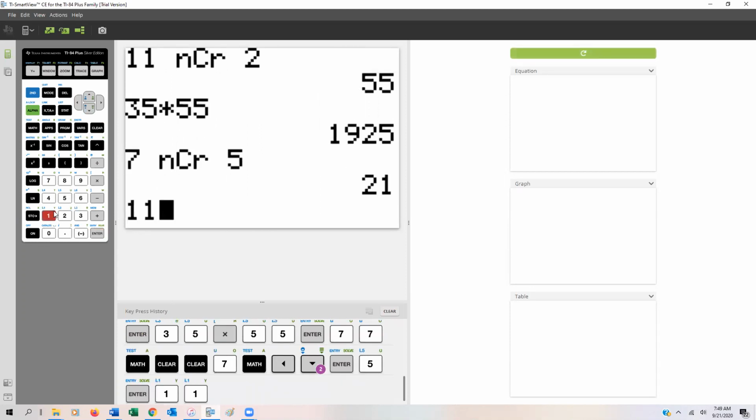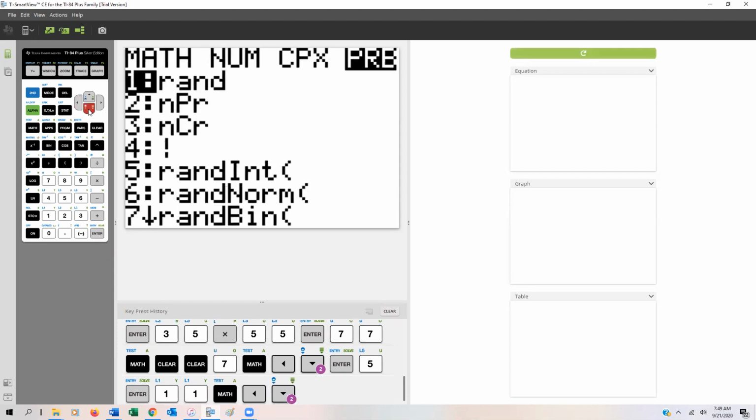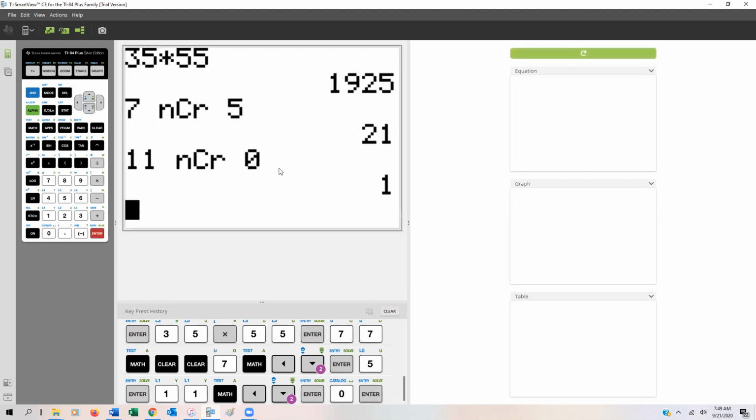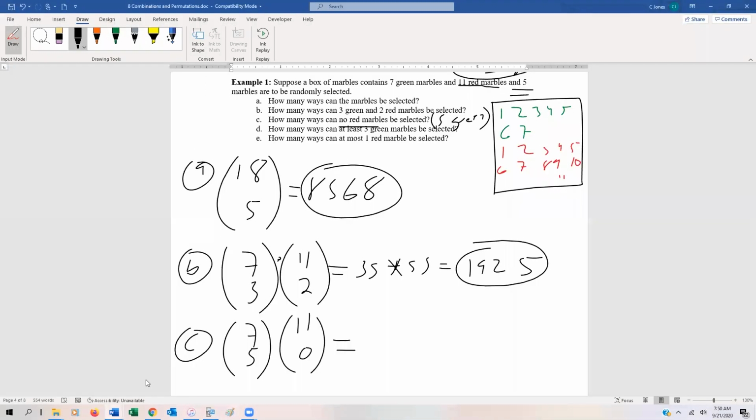And we're going to have 11 combination 0. Now this is going to be 1. Anytime that second number is 0, there's only one way to pick no red marbles. You pick no red marbles. All right, so that just makes sense. So we're going to go back here, and we're going to say 21 times 1. And if you want to verify that this is 21 in your calculator because you don't trust me, it's certainly fine.